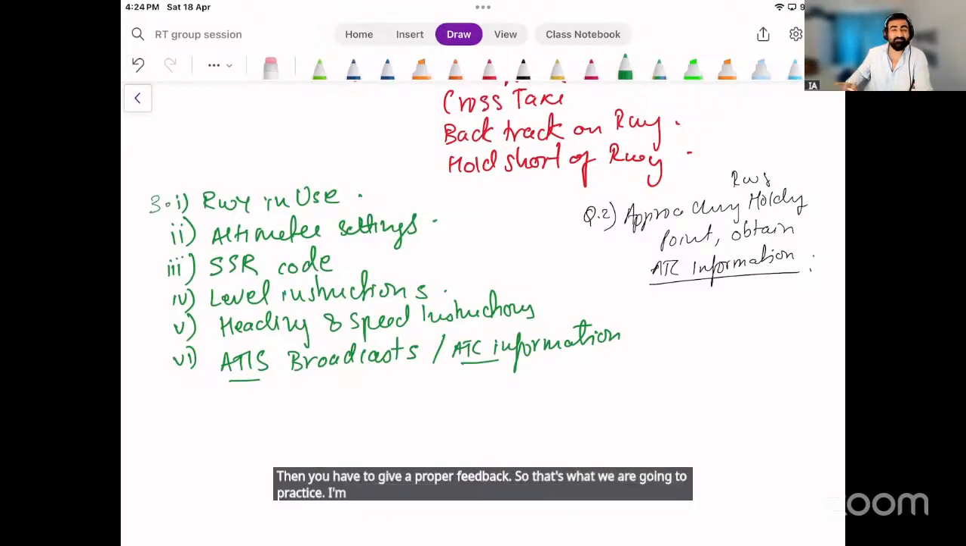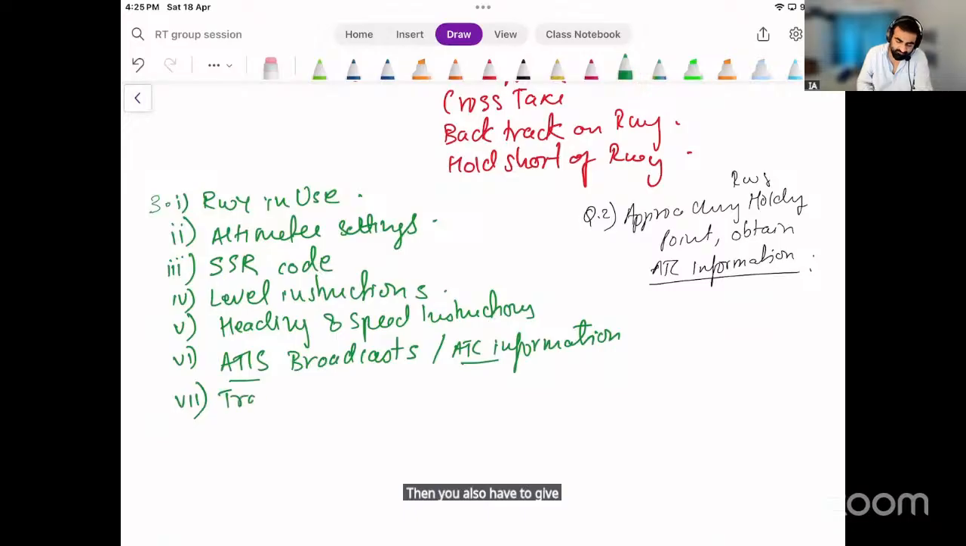I'm just trying to connect with the Delhi ATIS again. It's busy. Then you also have to give a readback of transition level and similar things.